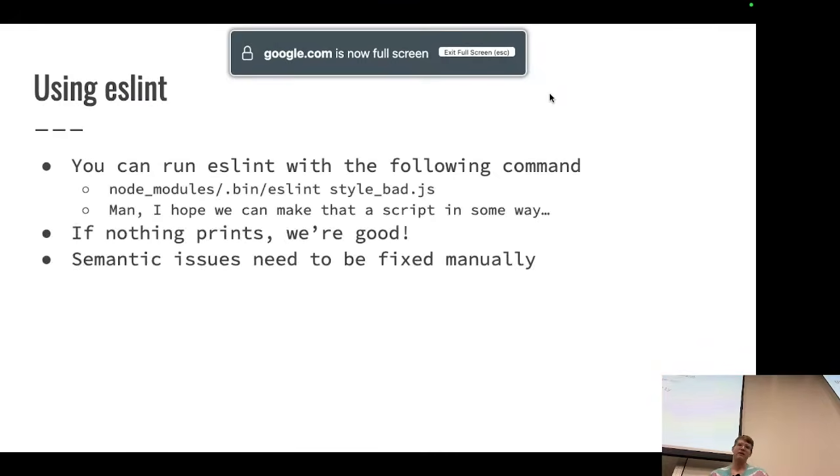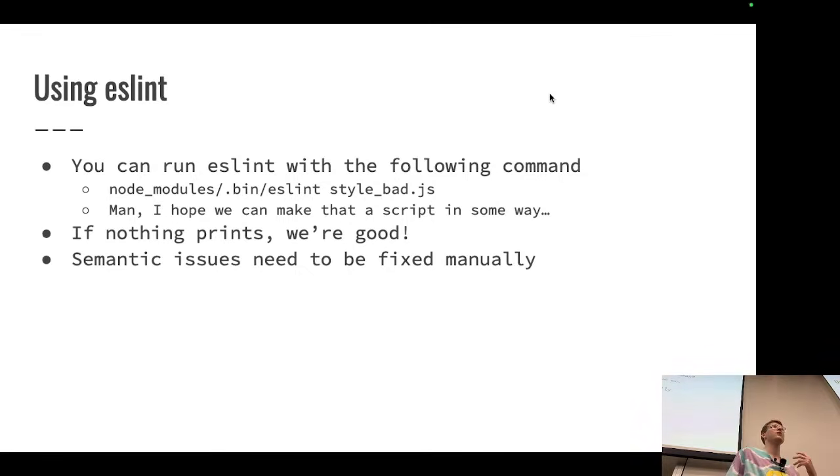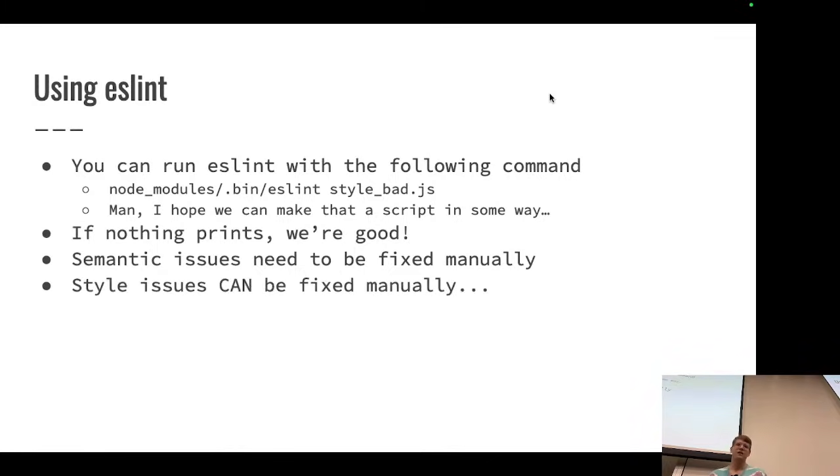That would be handy. So as you can see, it went through and it found them. If nothing were to print, then my stuff would be allowed, that would be good. But because some stuff printed out, there are some problems. And some semantic issues need to be fixed manually, such as that thing of print not being defined, because it has no idea what I meant when I said print. It said, you just called a function that doesn't exist. What are you doing?